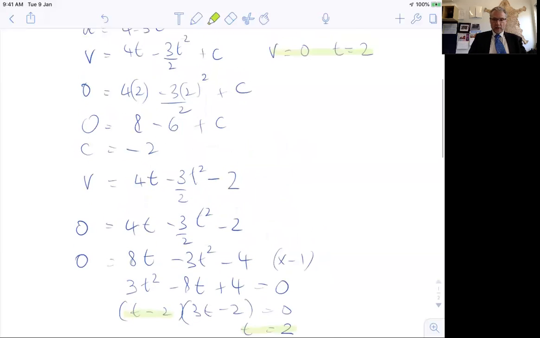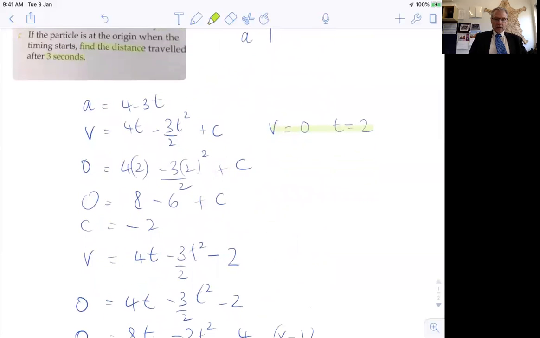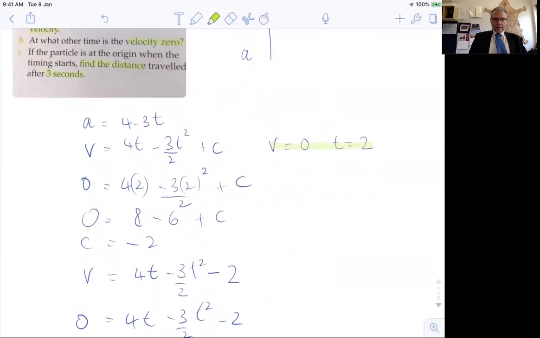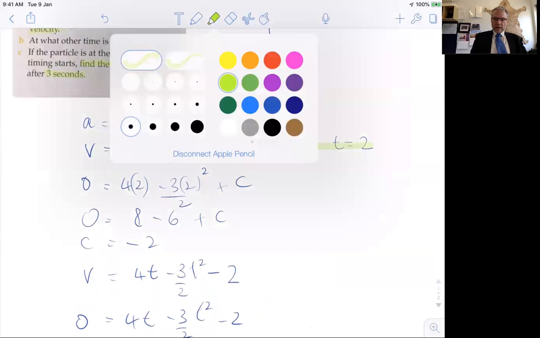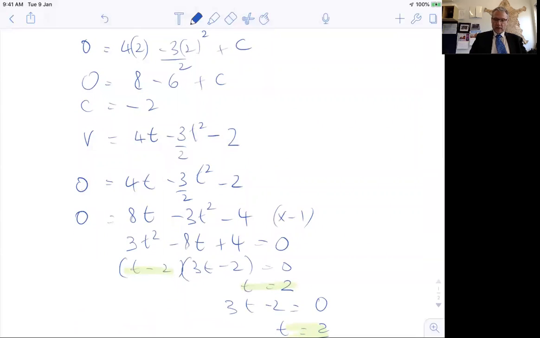So let's look again at what the next part is. We've done B. If the particle is at the origin when the timing starts, find the distance travelled after 3 seconds. There's actually a little bit more information there. If the particle is at the origin when the timing starts, that's an important term, we'll come back to that. But what I need now is to find the distance. So that's an expression for S.